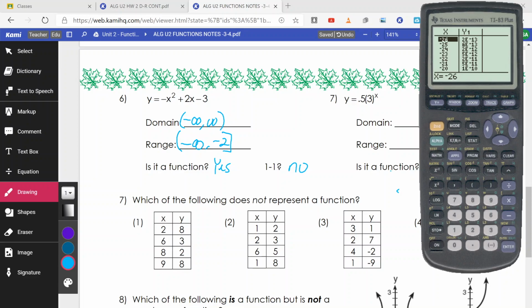Now 7 is saying which does not represent a function, so we can go through these and see which one has repeating x values. So 2, 6, 8, and 9, they're all different. 1, 2, 6, and 1. 1 gives me 2, 1 gives me 8. Two different answers for the x value of 1, therefore it is number 2.